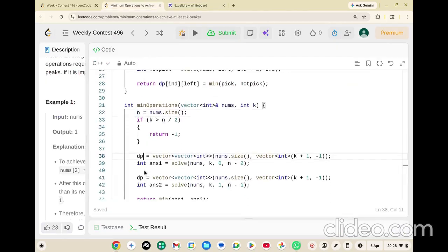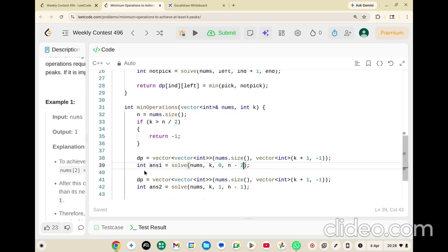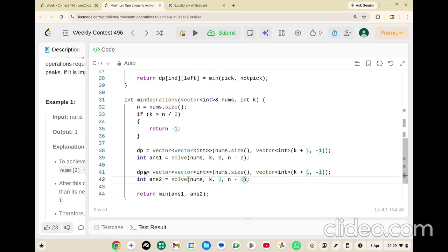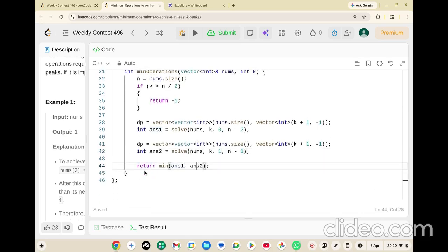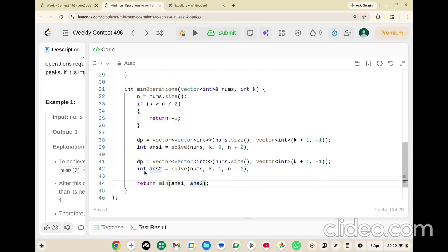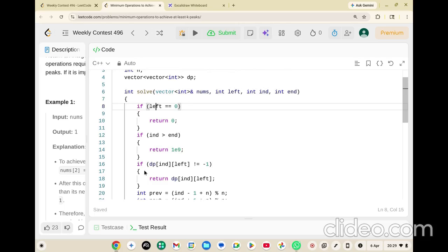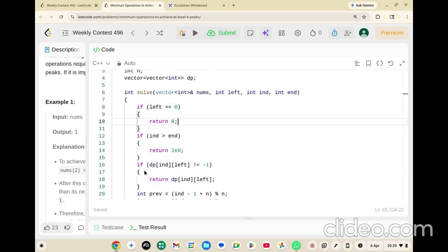So I have created a dp. In answer 1 it starts from 0 and ends on n minus 2. Similarly again I have created dp for answer 2, and it starts from 1 and ends at n minus 1. And we need to return the minimum of answer 1 and answer 2. Now let's look at the main solve function. So if your left is 0, return 0. Obviously, if your left is 0, it means you have created all the peaks, so return 0.